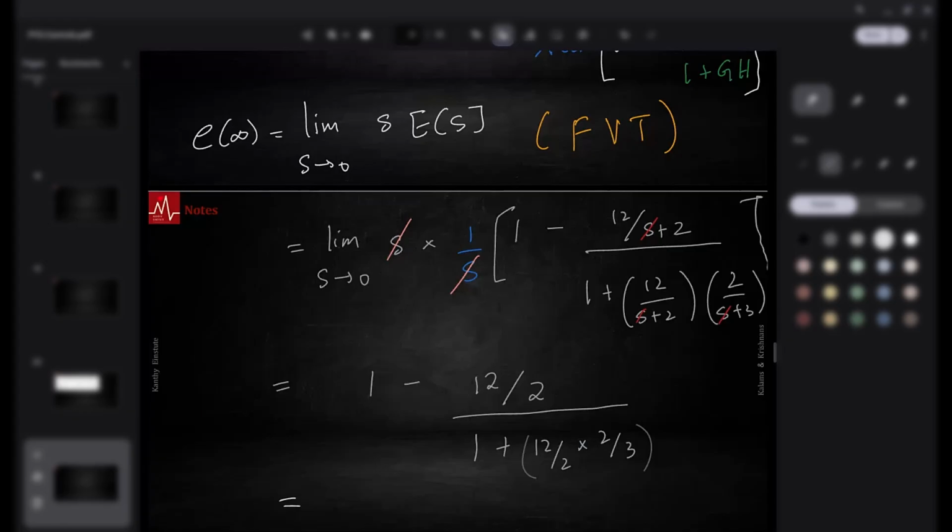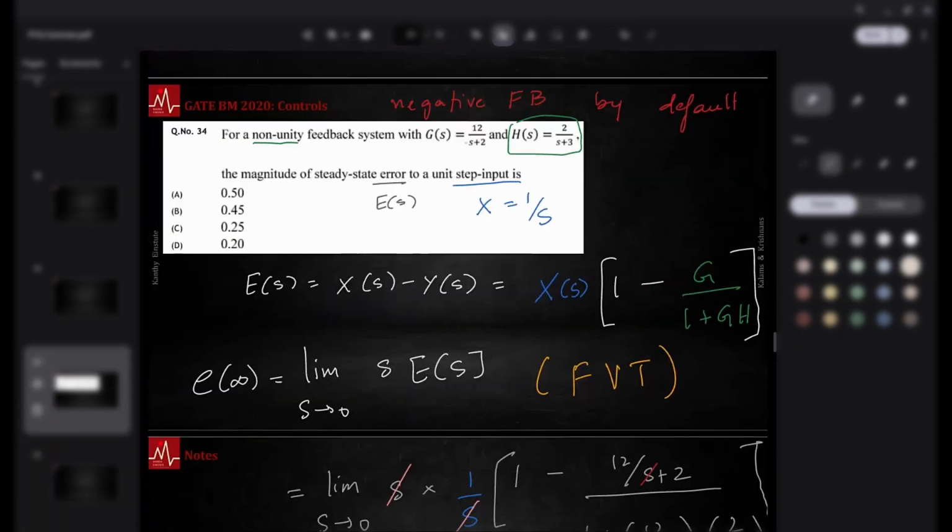4 plus 1, so there is a 6 there. 6 into 2 by 3, that will be 1 plus 4, 5. So 6 by 5. 1 minus 6 by 5, that is minus 1 by 5, right? And what they want is, I hope, the magnitude. The magnitude, so there is no distinction here.